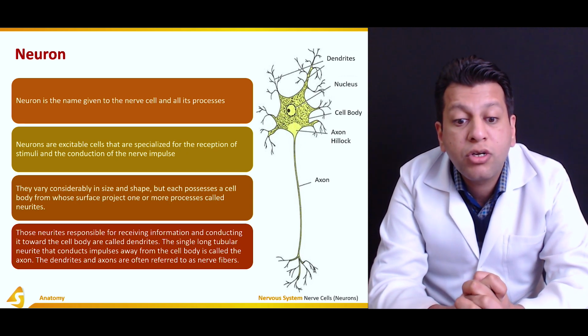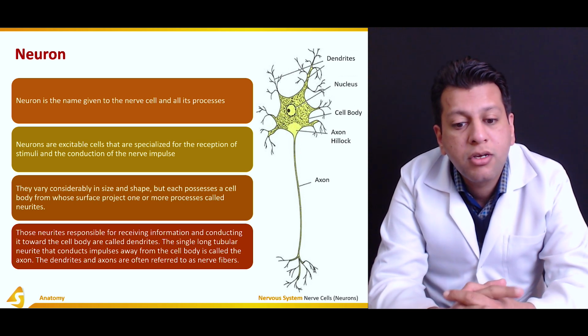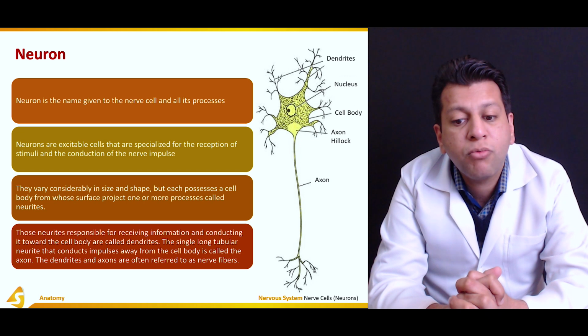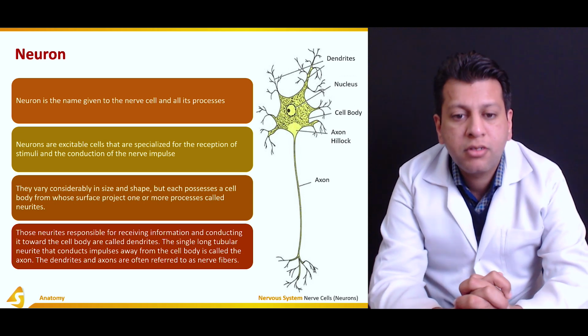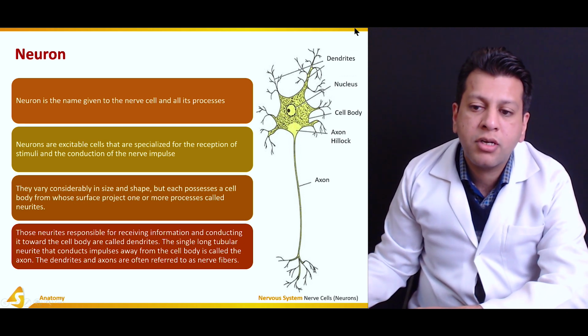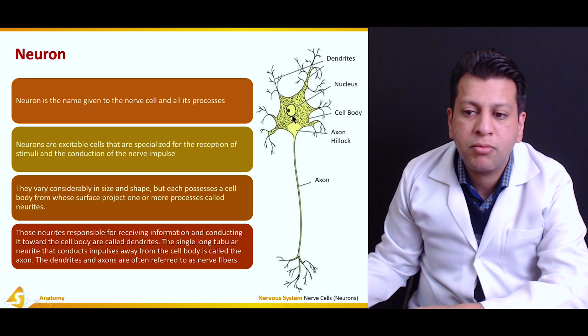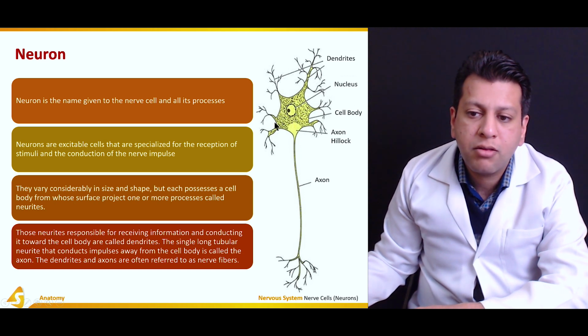The single long tubular neurite that conducts impulses away from the cell body is called an axon. Dendrites and axons are more often referred to as nerve fibers. Now on the right side you can appreciate an example of a typical neuron. This is a cell body, containing different organelles, like the nucleus, which is very dominant, and there is a plasma membrane around it, and these are the multiple neurites or projections which are coming out of this cell body. Now these are the projections which are receiving the stimuli.